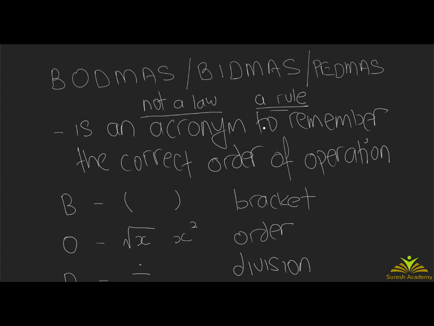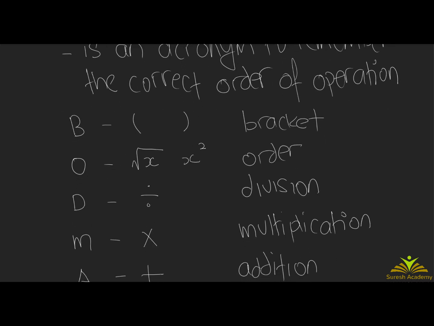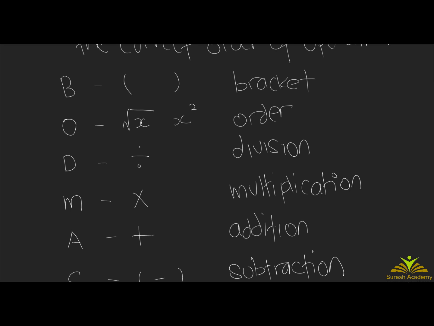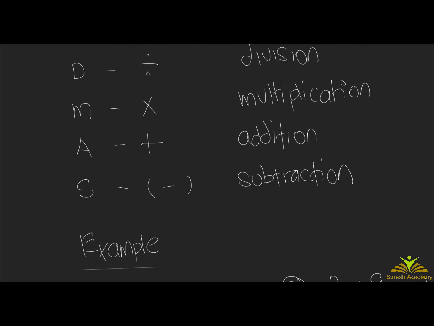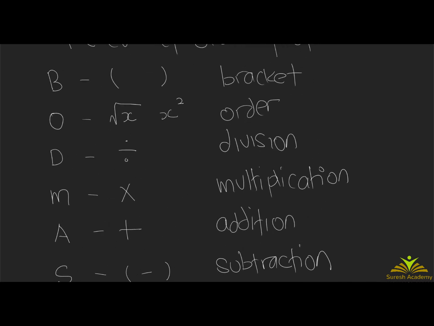Now, what does BODMAS stand for? As I said earlier, it is an acronym. B stands for bracket. O stands for order. In this case, we are looking at squares and square roots, or it could be a cube and a cube root. It does not matter, but I think you get the idea. D stands for division, M stands for multiplication, A stands for addition, and S stands for subtraction. Now, what do I do with this? Good question. The order of solving a multi-operation equation is you begin with brackets and you end with subtraction. That is how you solve.